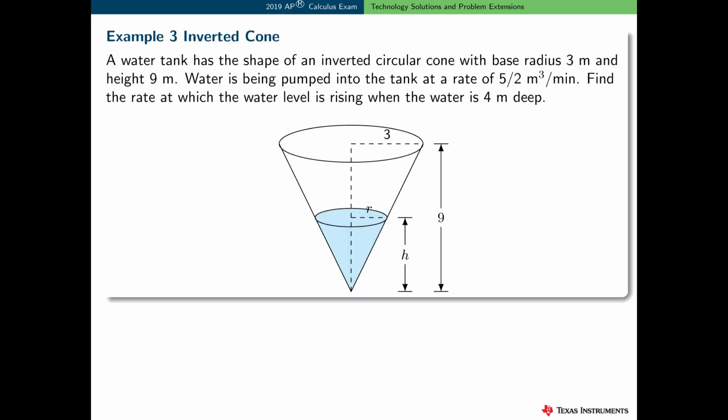And finally, here's one more example. And the solution here involves some work that some students mistakenly presented in this free response question. Suppose a water tank is in the shape of an inverted circular cone. The base radius is 3 meters and the height is 9 meters. Water is being pumped into the tank at a rate of 5/2 cubic meters per minute. Find the rate at which the water level is rising when the water is 4 meters deep.